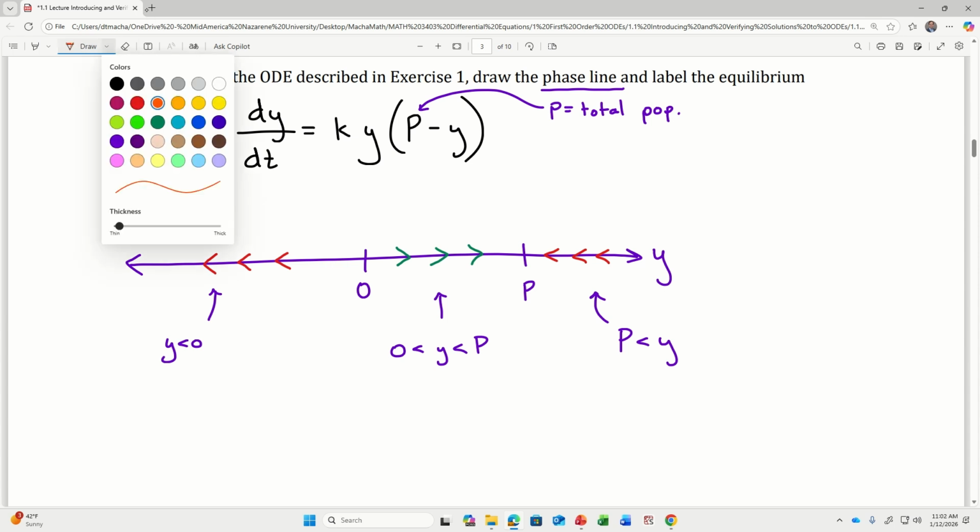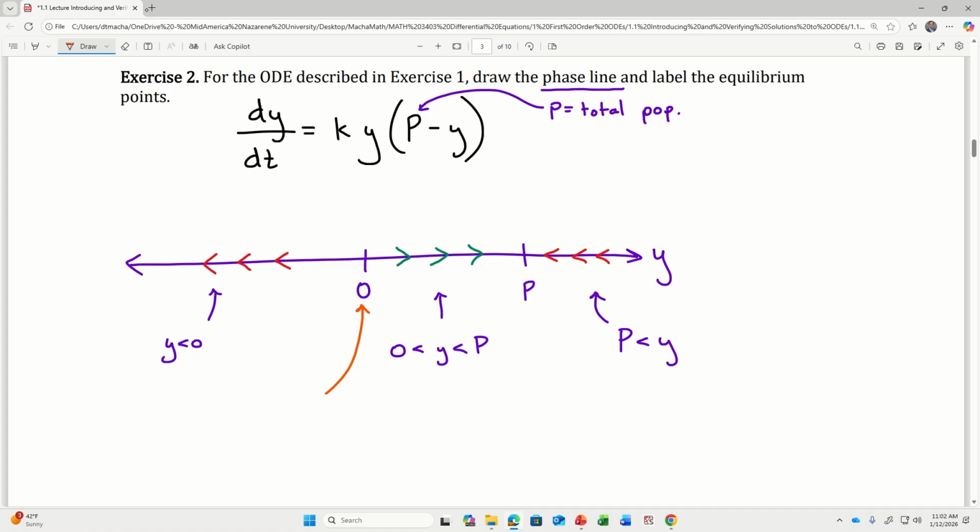Okay, now what happens right here at this point where y is equal to 0? That would be a place where dy dt is equal to 0. What about right here where y is equal to p? That's a place where dy dt is equal to 0. These are called equilibrium points.